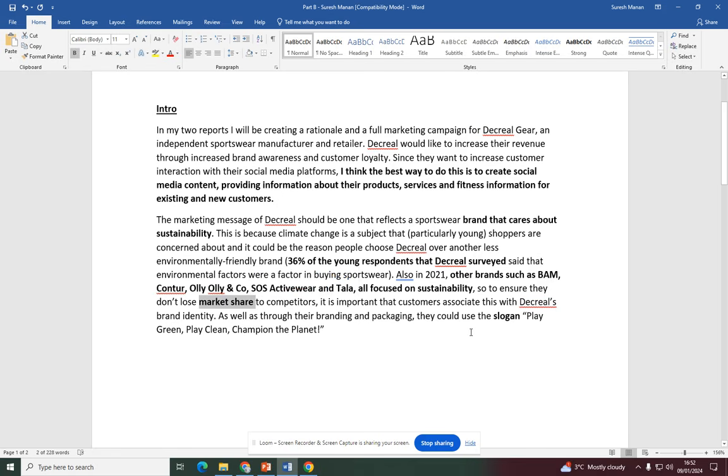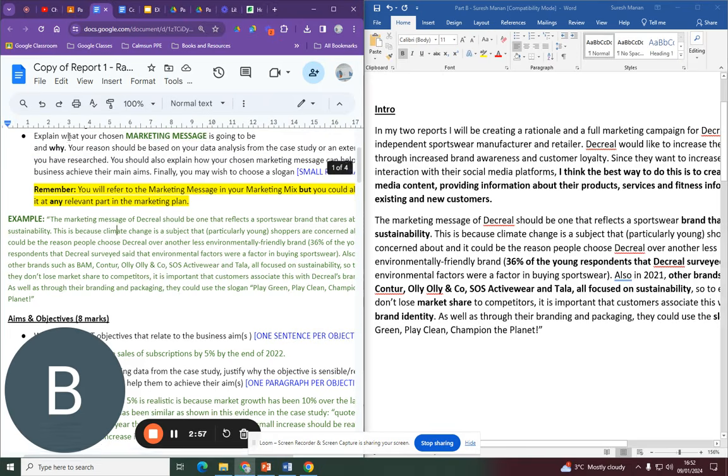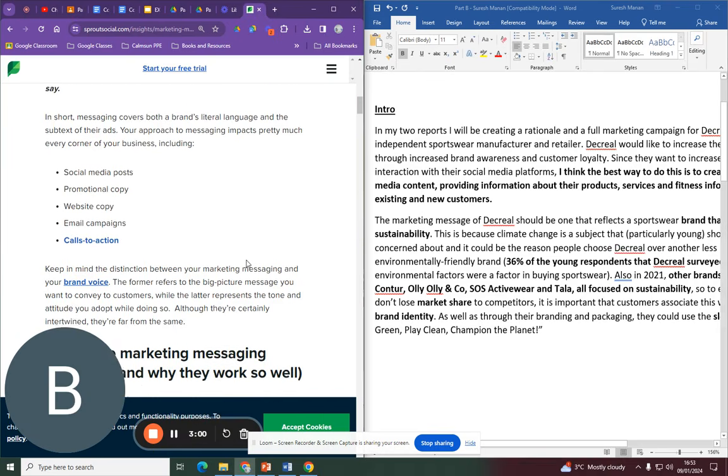And I've also used the word brand identity. Look, I'm trying to use phrases here that the examiner is going to give me credit for. These are marketing phrases. Finally, I've said they could use a slogan to represent their marketing message. And here is a slogan that I've said that they should use. Some people get confused with the marketing message and just write a slogan in. A slogan is one way of showing what your marketing message is, but the marketing message really is all about how you want people to feel about your brand.